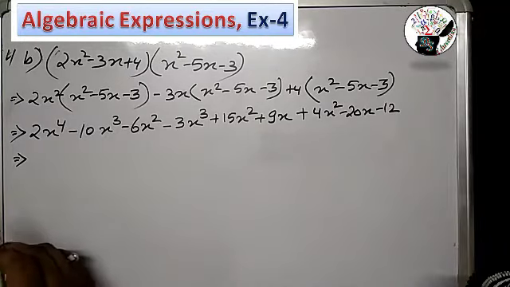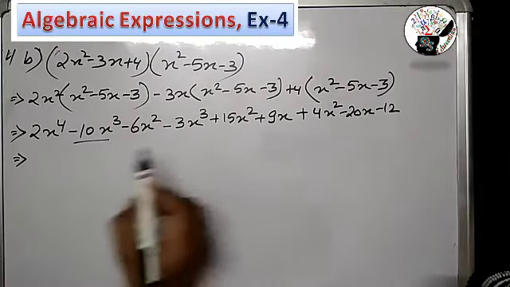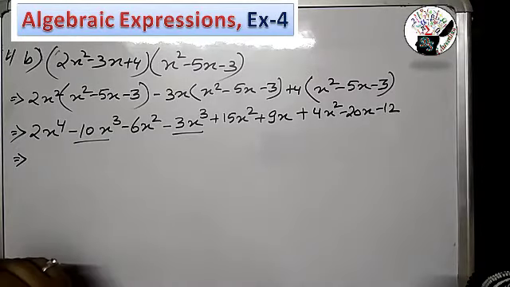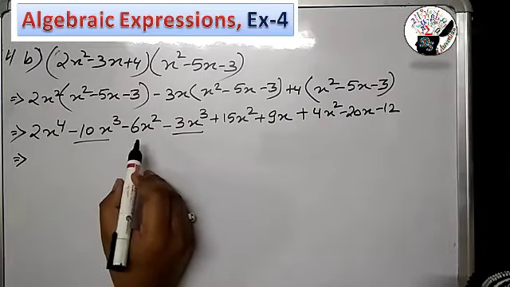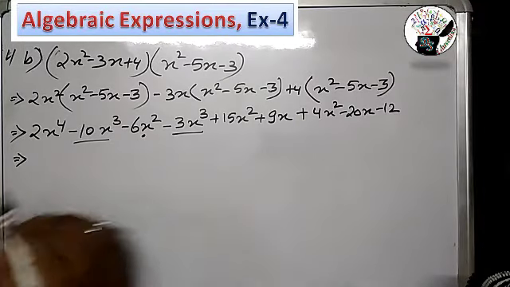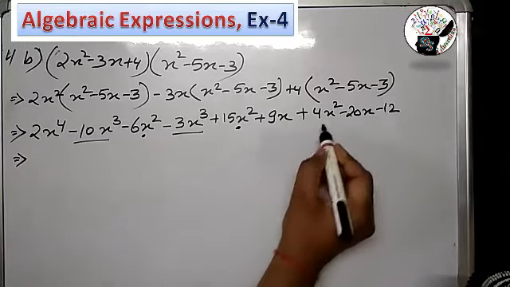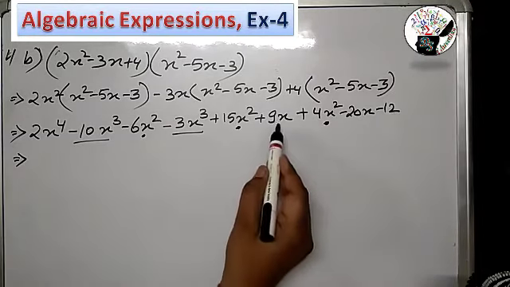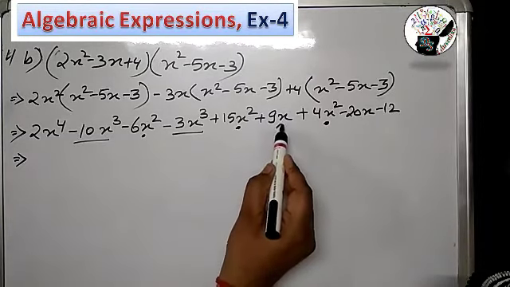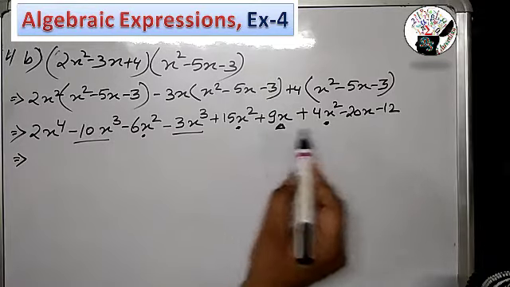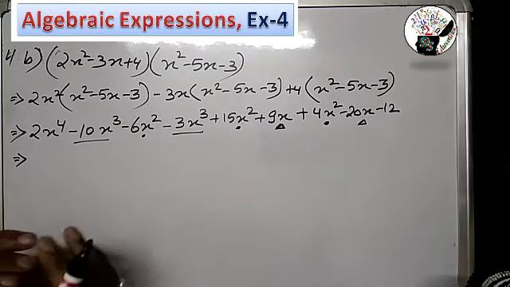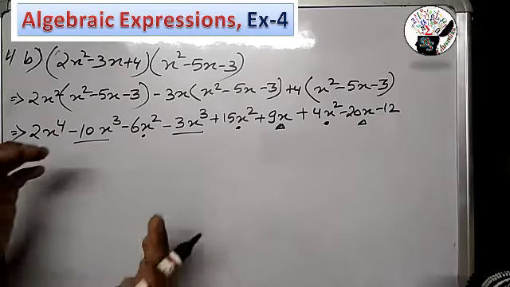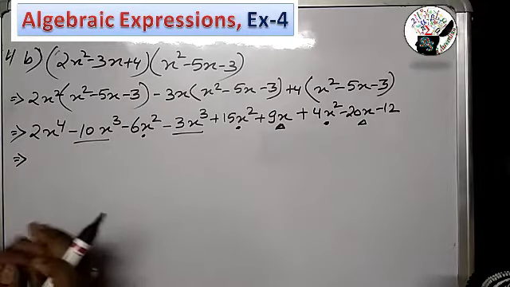Now we will see the like terms. See, minus 10x cube and minus 3x cube are like terms. Then I will see the x square ones. This is x square, this is x square, this is x square. Got the point? And then again I will see this is x and this is x. So when the question becomes bigger, we have to find all possible like terms over here. So I have found this much.